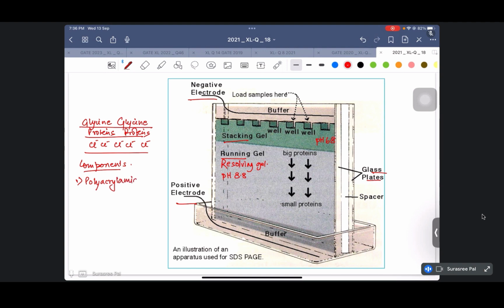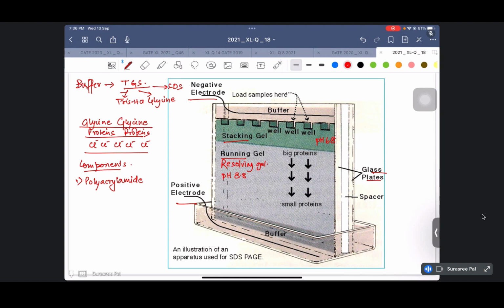No, glycine comes from the buffer. I will mention it here also. The buffer is called TGS. What are the components? Tris HCl, glycine and SDS. It's called a TGS buffer. So glycine comes from the buffer. Glycine we do not put in the gel itself.